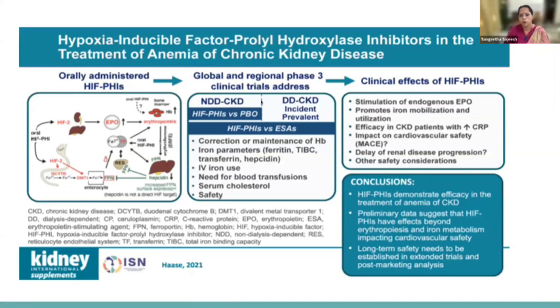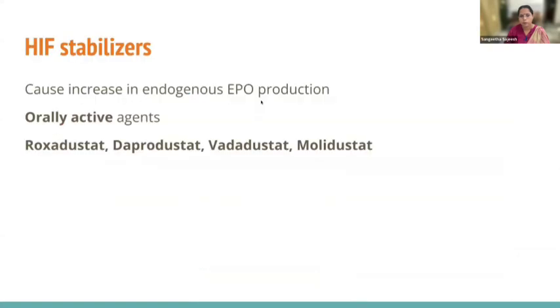There are also some orally available agents, used as HIF stabilizers, hypoxia-inducible factor stabilizers, which increase the endogenous EPO production. The orally active agents are roxadustat, daprodustat, vadadustat, and molidustat.